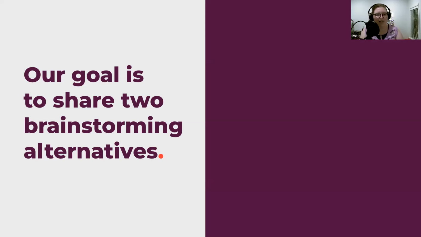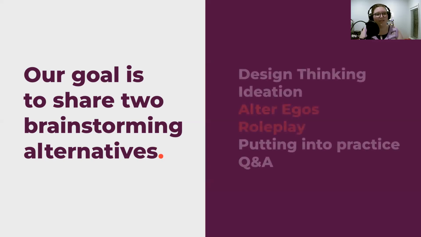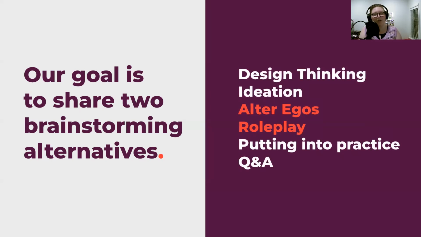So our goal today is to share some brainstorming alternatives. What that's going to look like is we're going to do a little bit of talking about design thinking, a little bit about ideation. What does that actually mean? We're going to introduce you to two new techniques, alter egos and role play. And then we're going to have a little breakout session where we're going to put it into practice, learn a bit more about those techniques and have a go at it as a group. And then we'll do our Q&A.